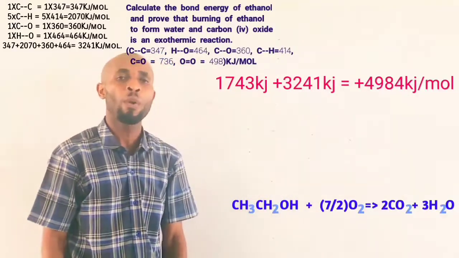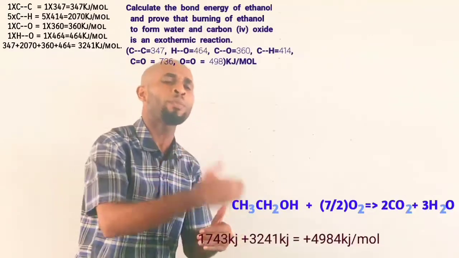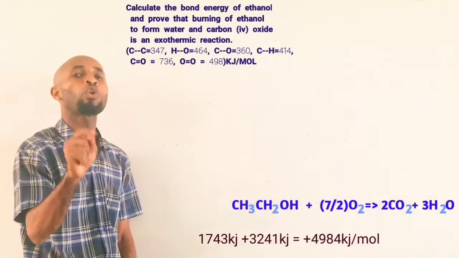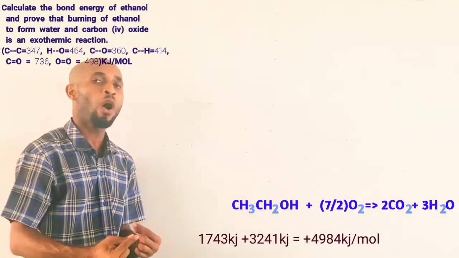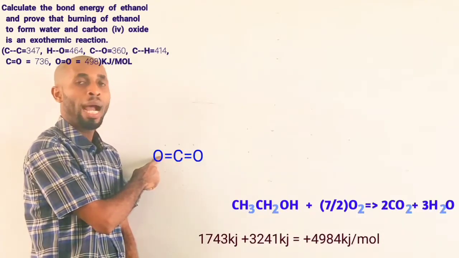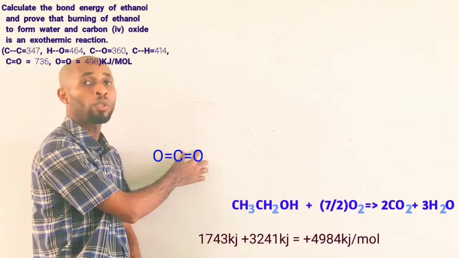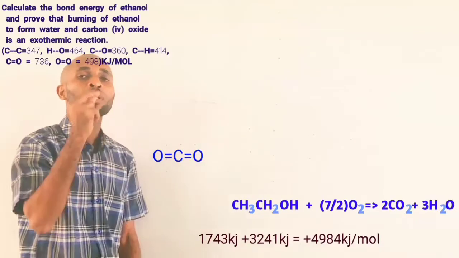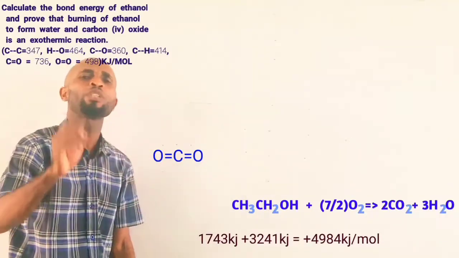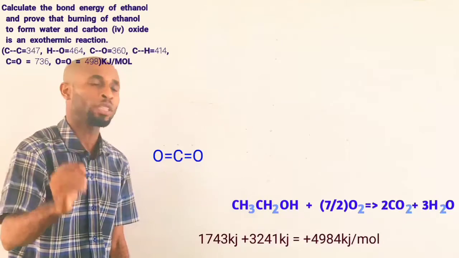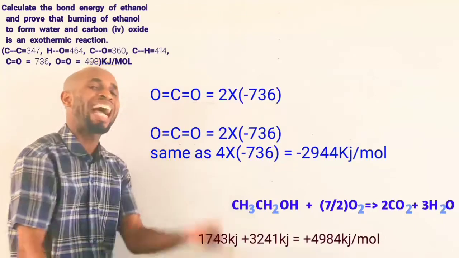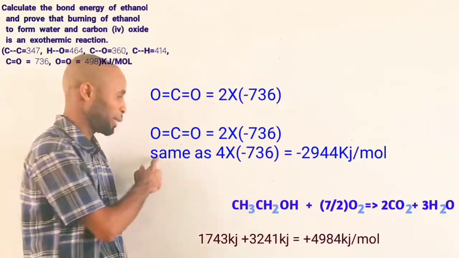Now, let's go for the bond form. That is, when this ethanol reacts with oxygen, it's going to give us carbon dioxide and water. If you look closely at the carbon dioxide, it is oxygen, carbon, oxygen, and this is a double bond, and this is a double bond. That means that we have 2 carbon-oxygen double bonds in carbon dioxide. From the equation here, we are having 2 moles of carbon dioxide, which means that we have 2 carbon-oxygen bonds times 2, which is 4 carbon-oxygen bonds, as you can see over here.